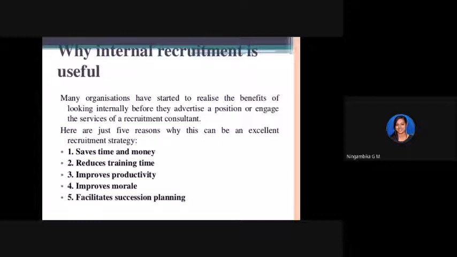Coming to succession planning, when you give an opportunity to an employee who is already in the organization for further development, that is the way you are moving him toward succession or career planning. That will help lead to his long-lasting relationship with the organization. So these are some of the benefits that we can understand when it comes to internal hiring or recruitment.